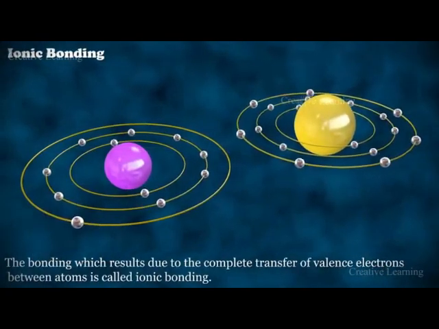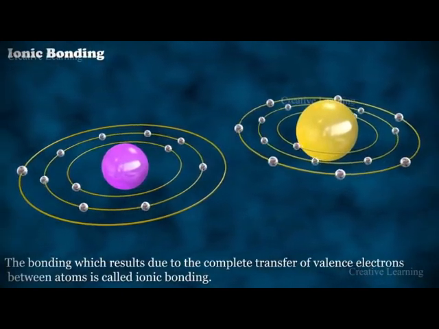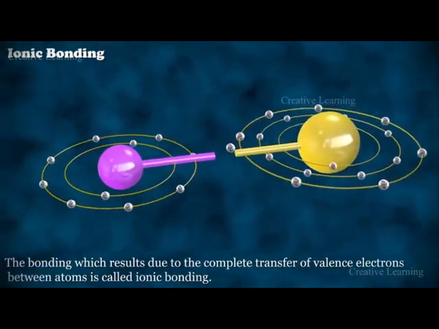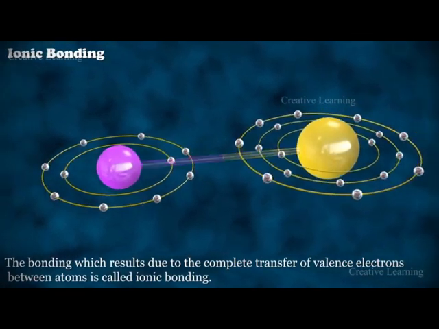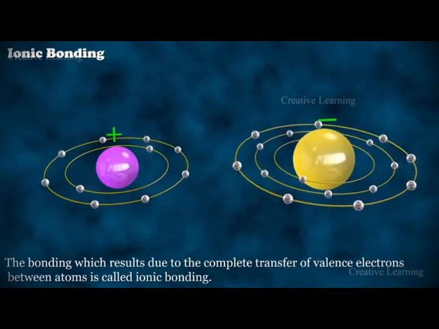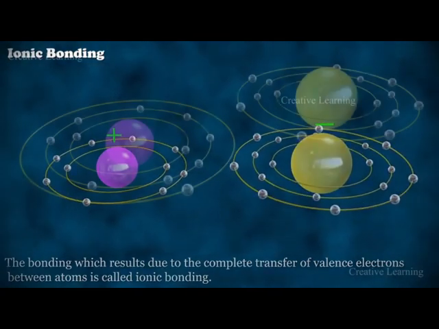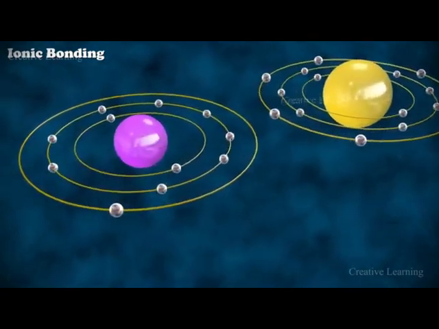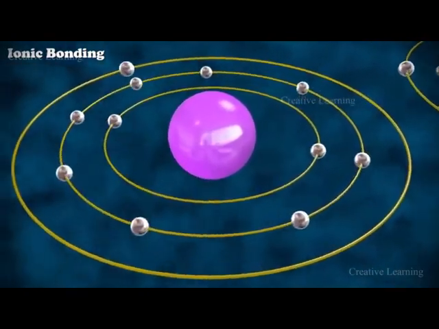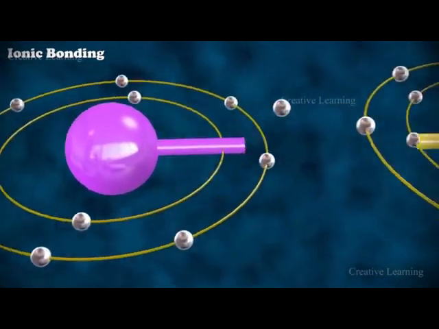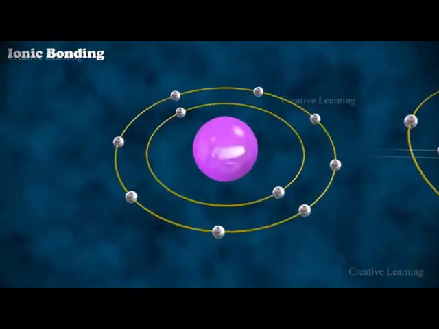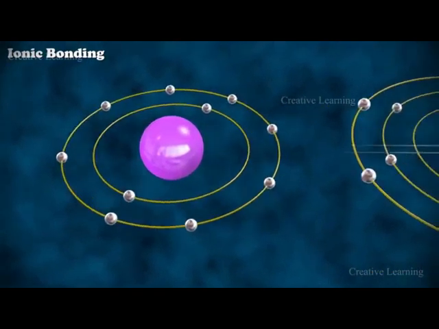The bonding which results due to the complete transfer of valence electrons between atoms is called ionic bonding. It is a type of chemical bond that generates two oppositely charged ions. Ionic bonding is observed because metals have few electrons in their outermost orbital. By losing those electrons, these metals can achieve noble gas configuration and satisfy the octet rule.